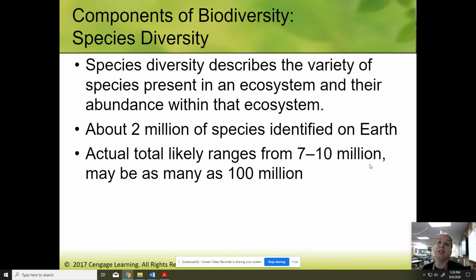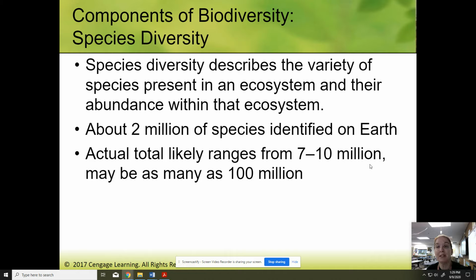So, species diversity. Species diversity describes the variety of species present in an ecosystem and their abundance within that ecosystem. So, it's how many species. If you look at a tree, say here in Indiana, you might have like 10 different species of bugs. But if you look at a tree in the rainforest, you'll have over 1,000 different bugs in one tree. Pretty cool. So, species diversity is much higher in the rainforest than it is here in Indiana.